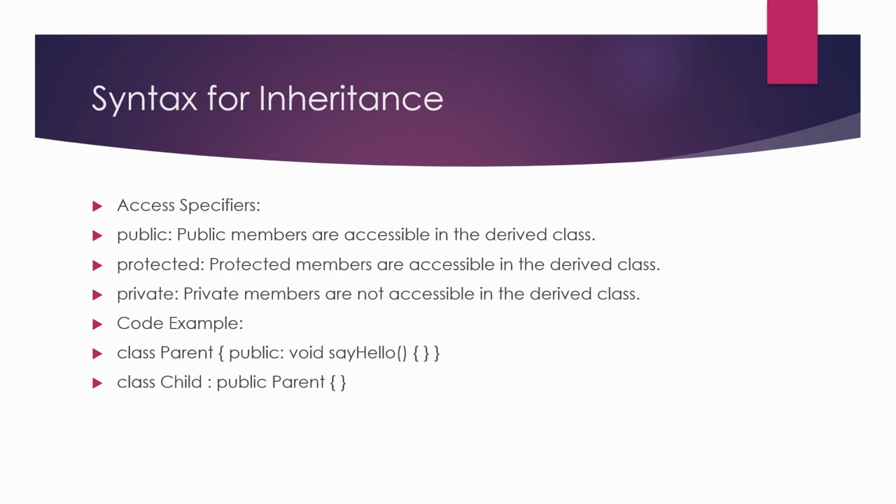To implement inheritance in most OOP languages, we use access specifiers like public, protected, and private. Public members of the parent class are accessible in the child class, while protected members are also accessible but can't be used by outside code. Private members are not accessible in the child class. The child class can inherit properties and methods from the parent class, making it easy to reuse code.